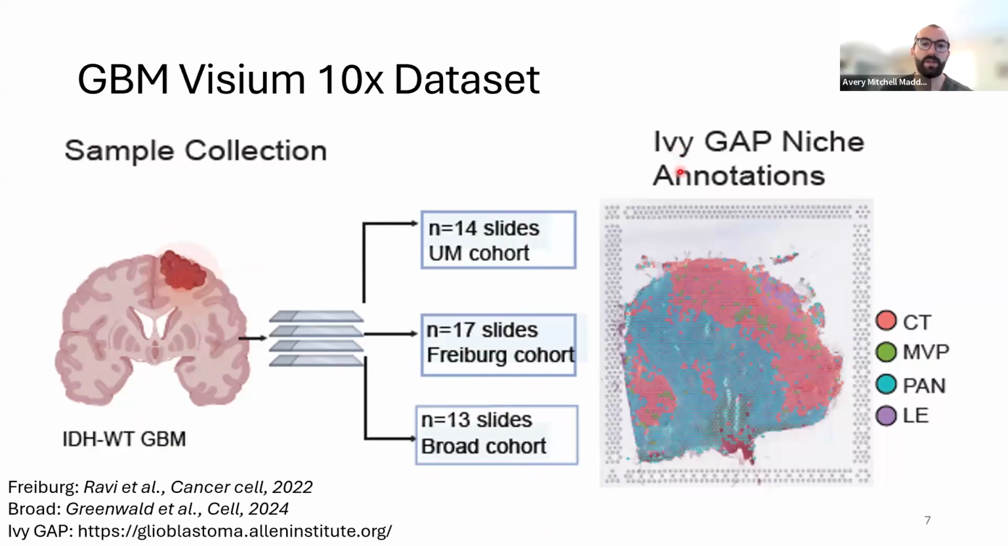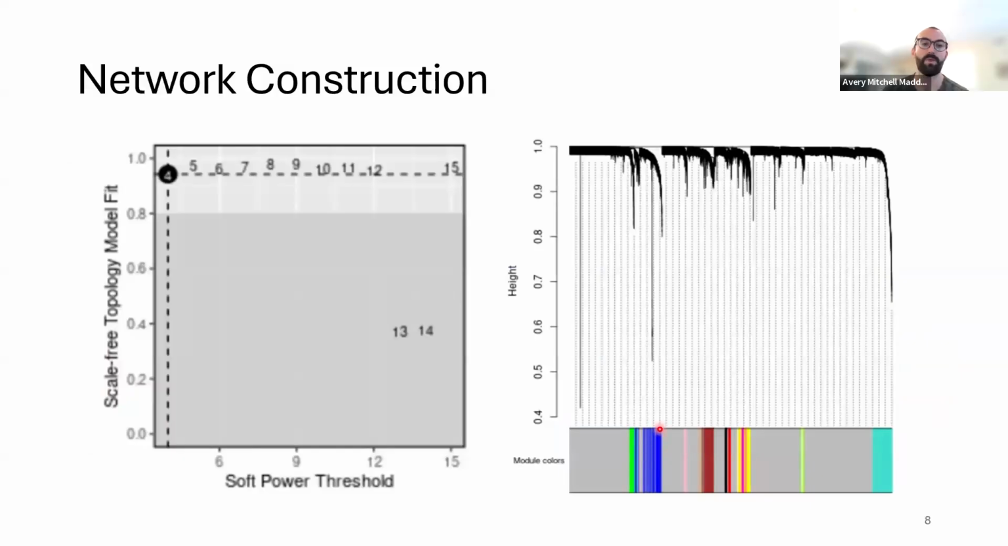We then used region markers from the Ivy Glioblastoma Atlas Project to score regions and then assign them a label of whether they're CT, MVP, PAN, or ELI. So that's the core tumor, microvascular proliferation, pseudopalisading necrosis, or leading edge, to understand which distinct histopathological subtype, which microenvironmental niche each of these spots would fall into. And then we proceed, with those boundaries laid out, to go into our network construction.